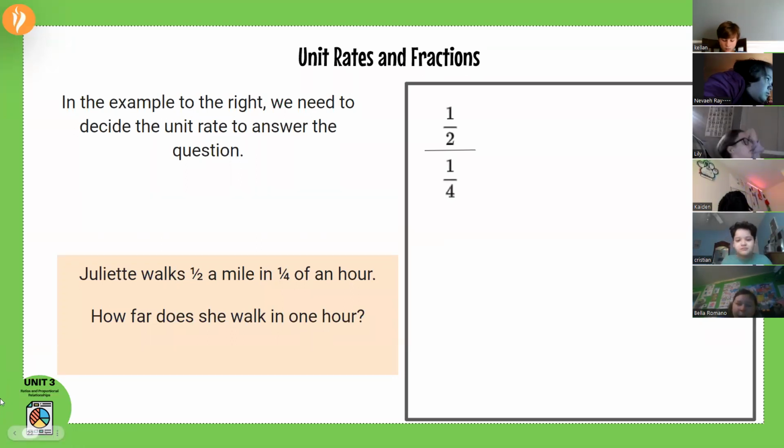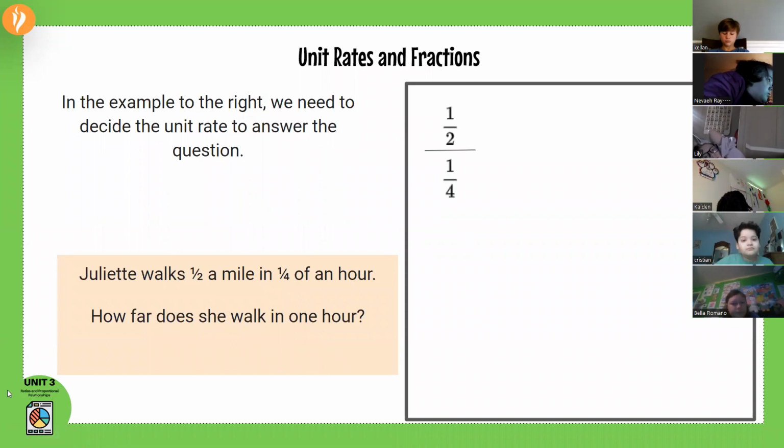So here's a good example. I wanted to start with this one because we're not used to seeing a fraction written as a fraction. So if you ever have a fraction and either the numerator or the denominator is also a fraction, it's called a complex fraction. So let's look at this first example here. It says Juliet walks half a mile in 1/4 of an hour. How far does she walk in 1 hour?